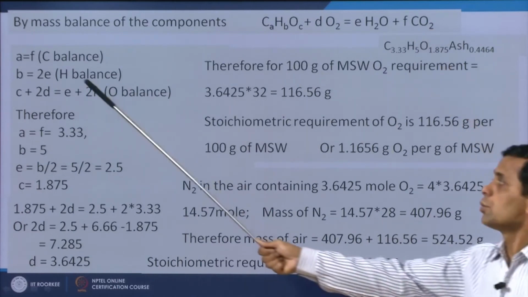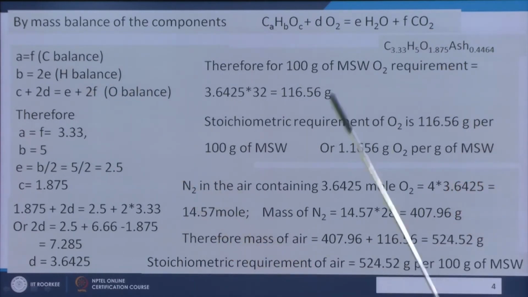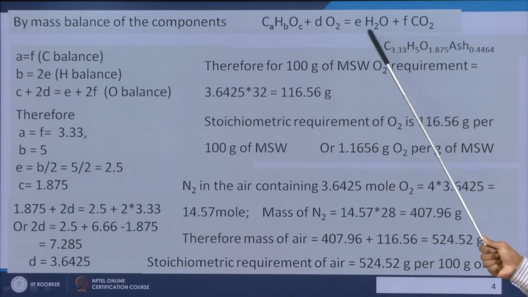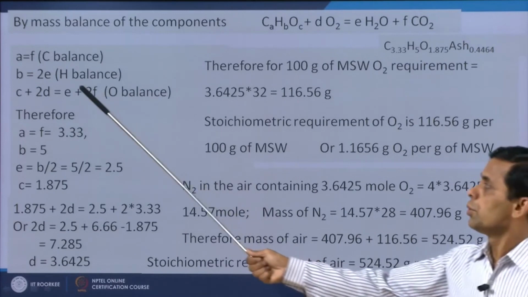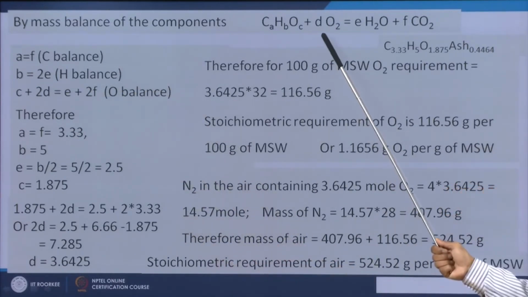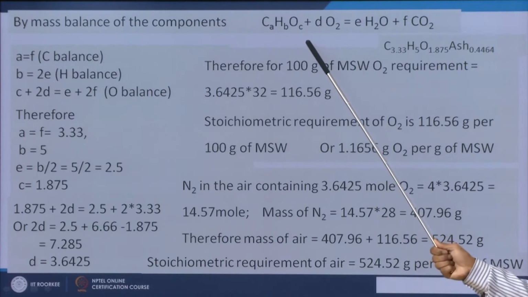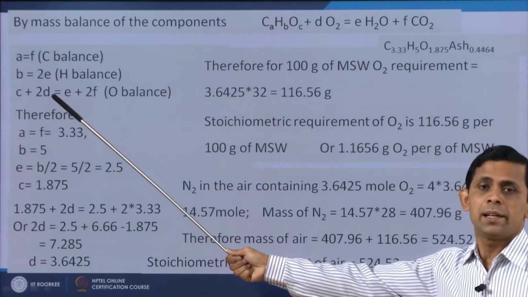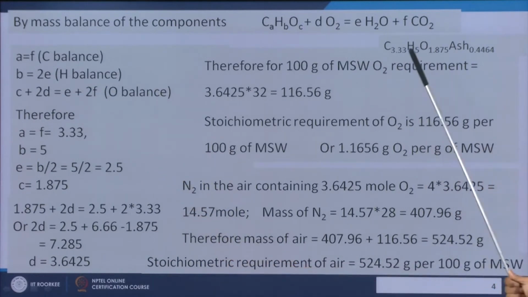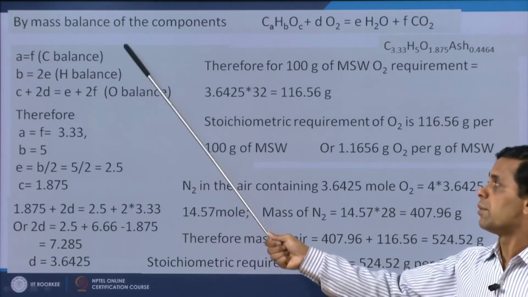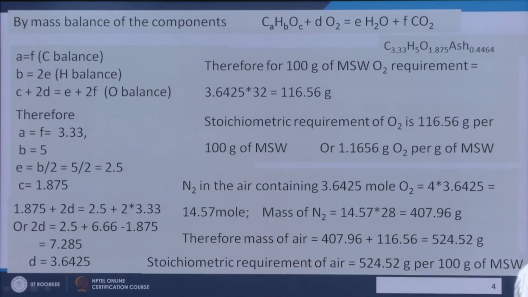So A is equal to F, and for hydrogen balance, B is equal to 2 into E. And for oxygen balance, C plus 2 into D on the left-hand side, and on the right-hand side we are getting E plus 2F. So E plus 2F, so that is the oxygen balance, the balance of the components.